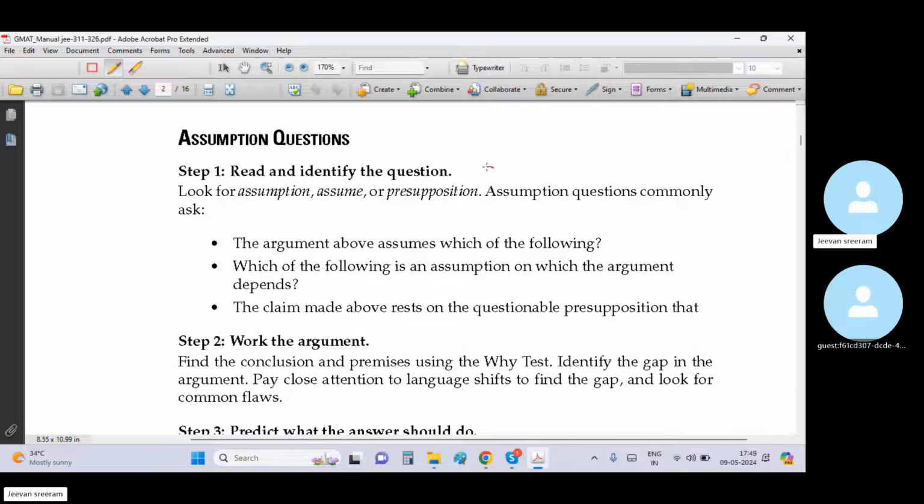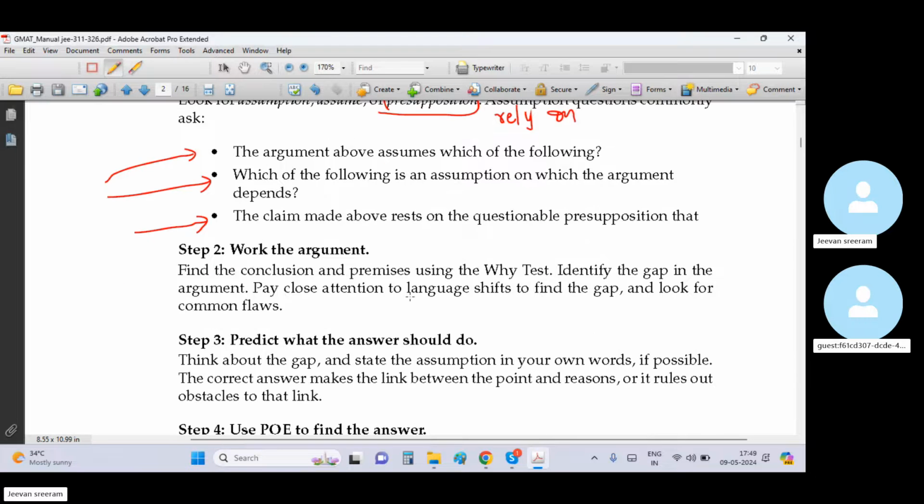You may even come across other keywords in the question stem like depend on, rely on, rest on, presupposition. If you are able to find these keywords in the question stem, which immediately follows the argument paragraph, you have to recognize that it is an assumption question.